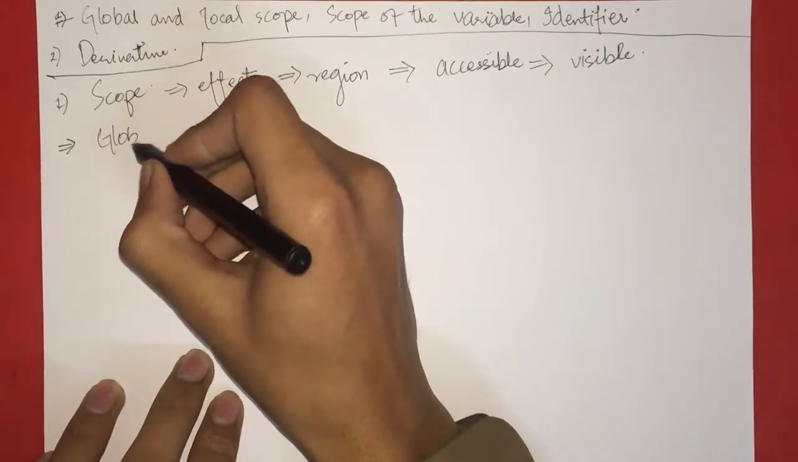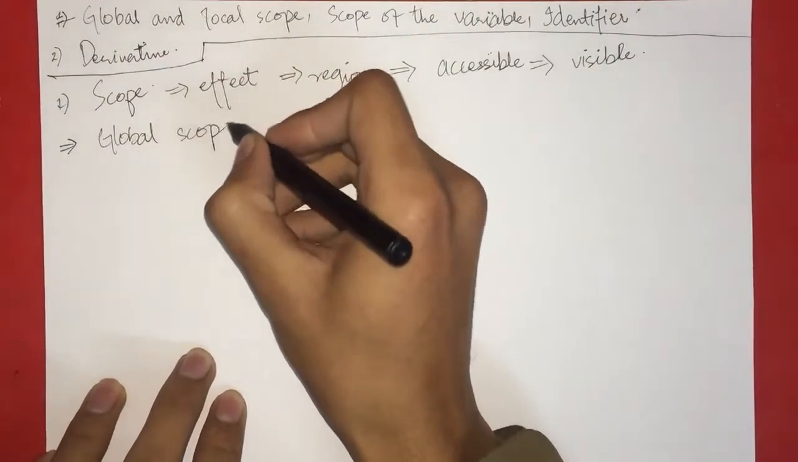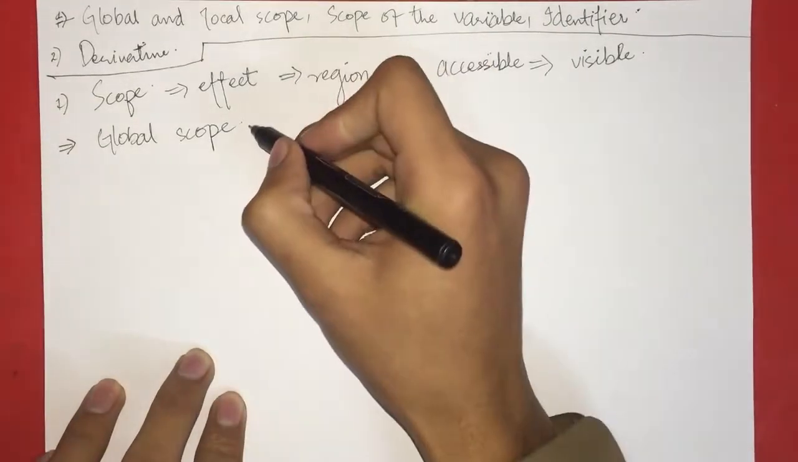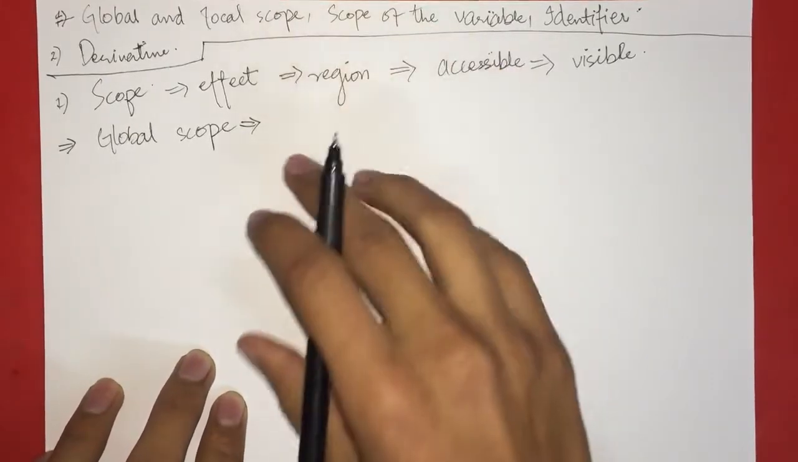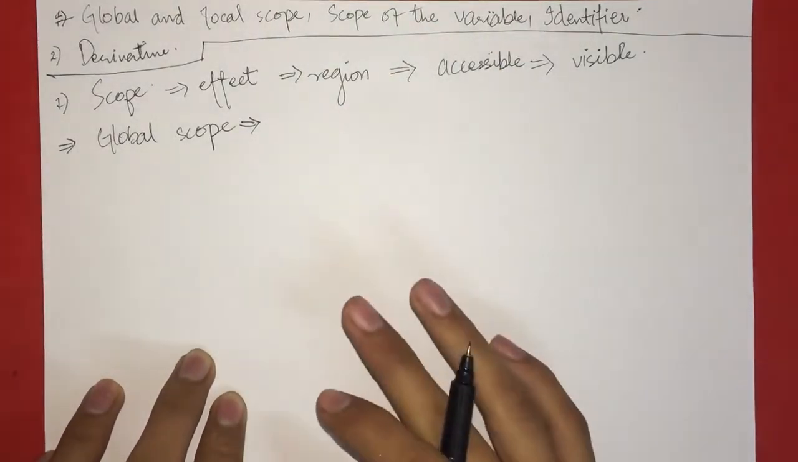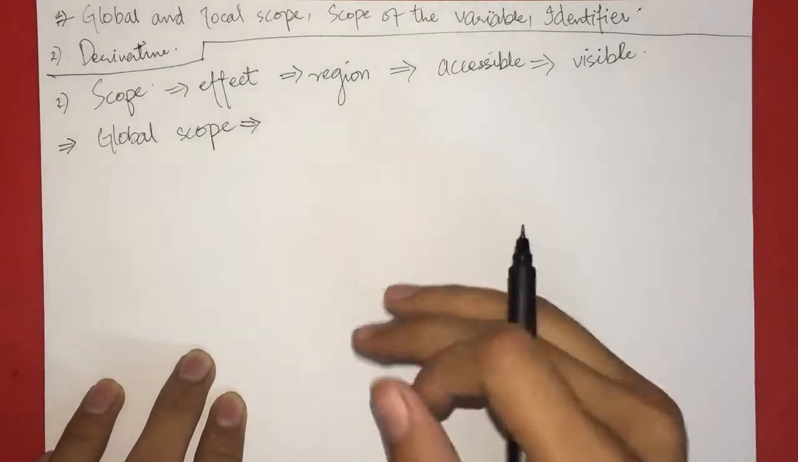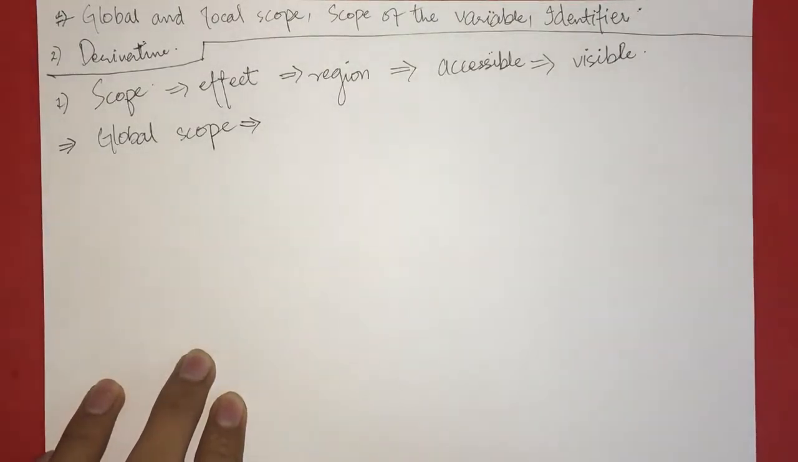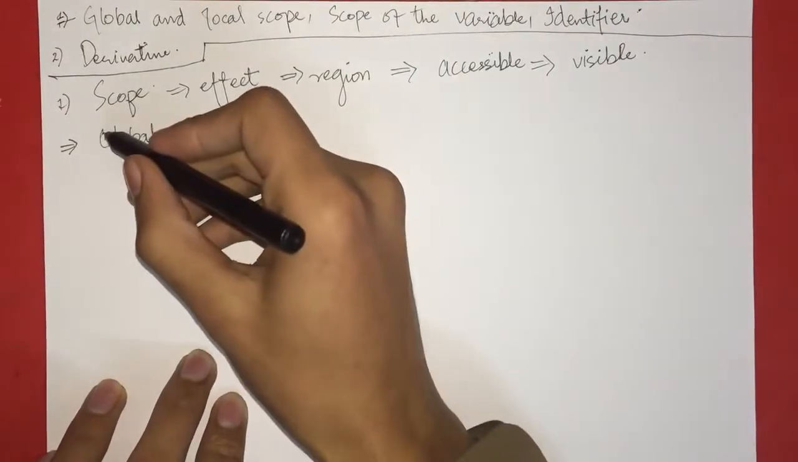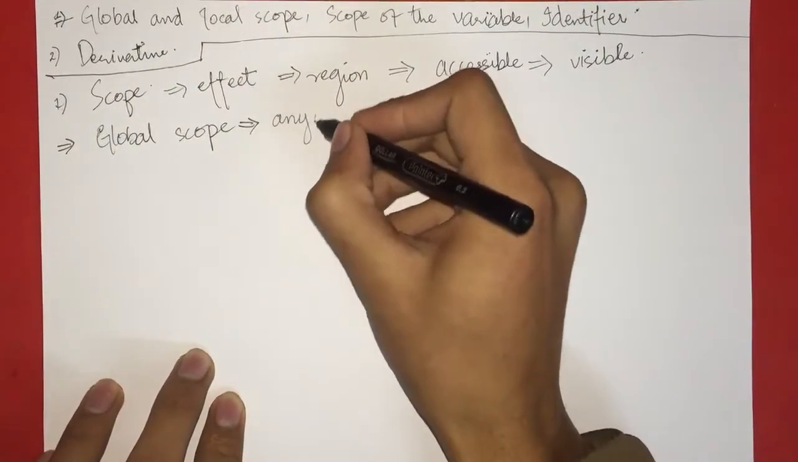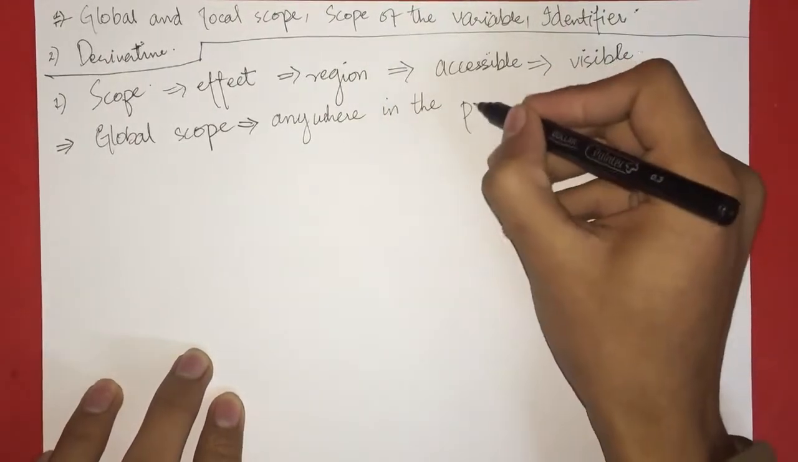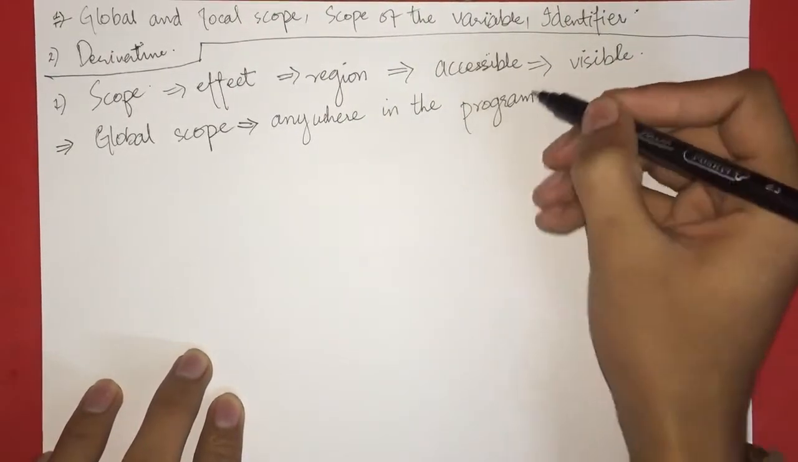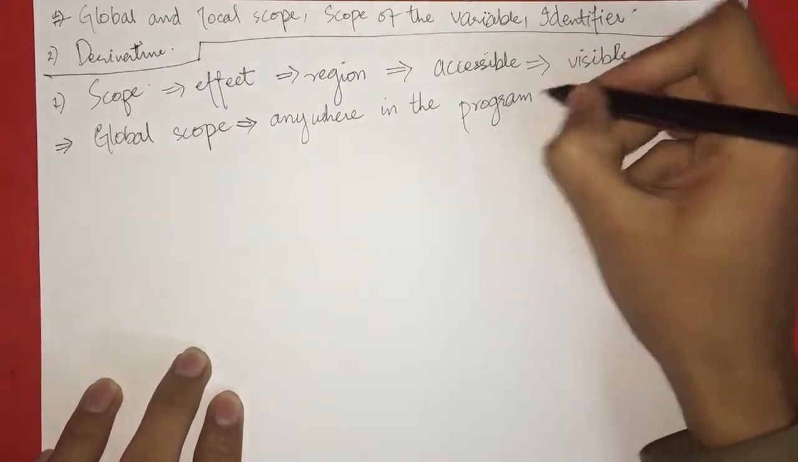One, you have global scope. Global scope means that the effect or accessibility of an identifier is available everywhere in the program. So you can use an identifier anywhere in the program when it has a global scope. Its accessibility is everywhere in the program.